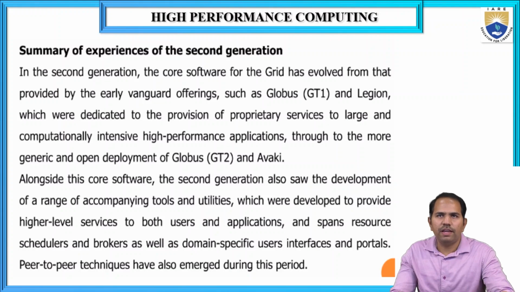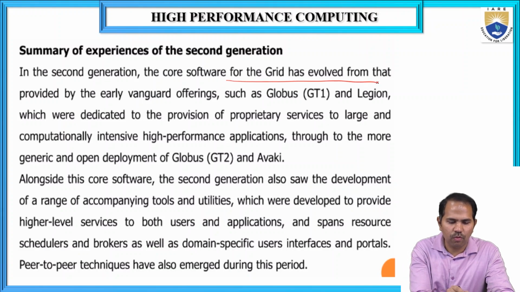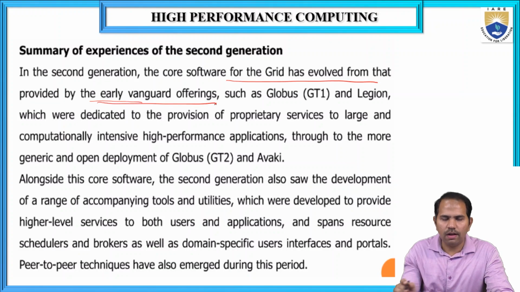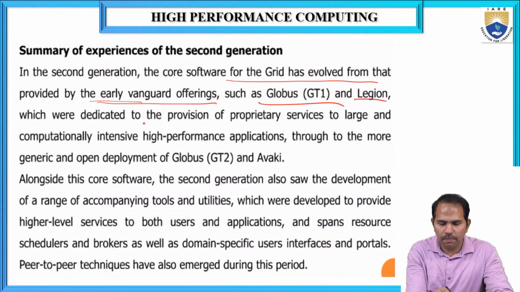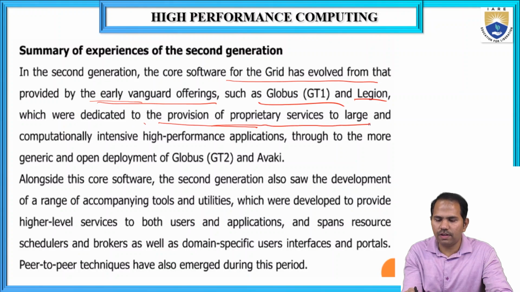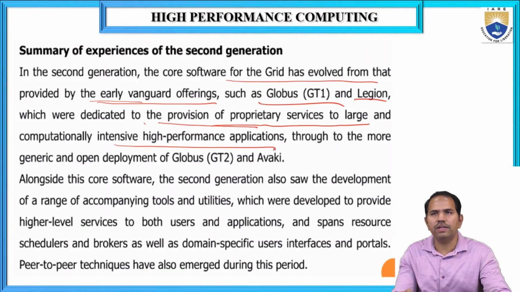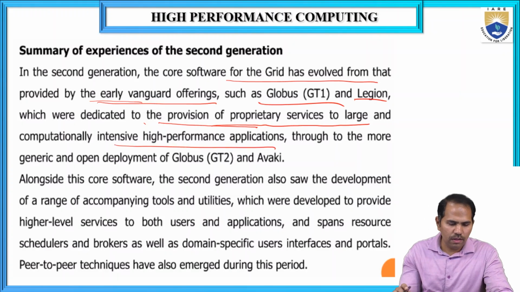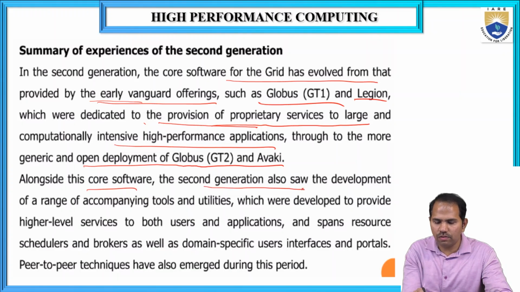Now, coming to the summary of experiences about the second generation of grid evolution. In the second generation, the core software for the grid evolved from that provided by the early vanguard offerings such as Globus GT1 and Legion, which were dedicated to the provision of proprietary services to large and computationally intensive high performance applications, through to the more generic and open development of Globus GT2 and Avaki.